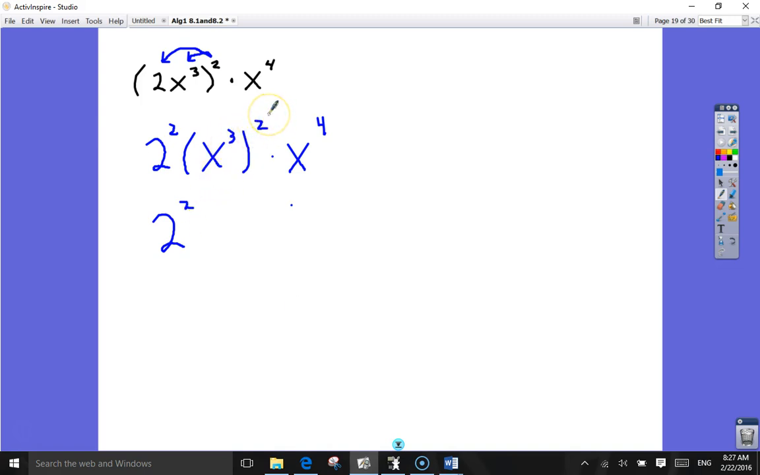X to the third squared is x to the sixth. You multiply, right? And now what is x to the sixth times x to the fourth? What do you do with the exponents? You add them, right? And while I'm at it, I'm just going to say 2 squared is 4. Okay. So you could get more than one property in the same problem that you've got to deal with.